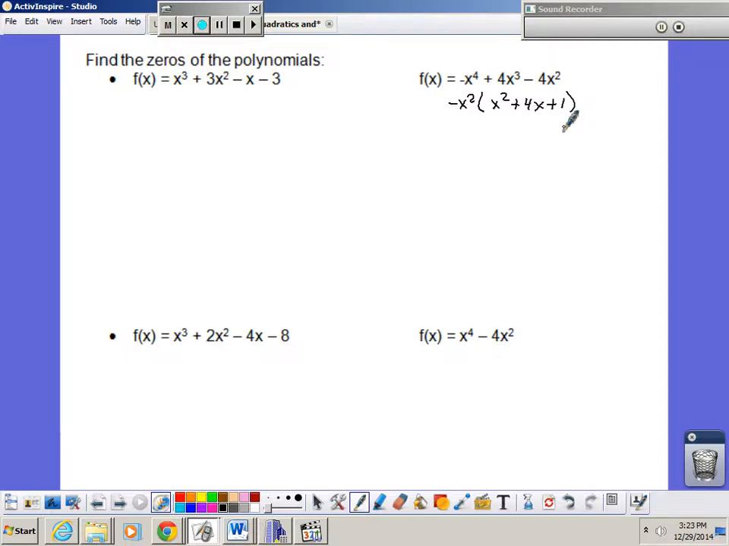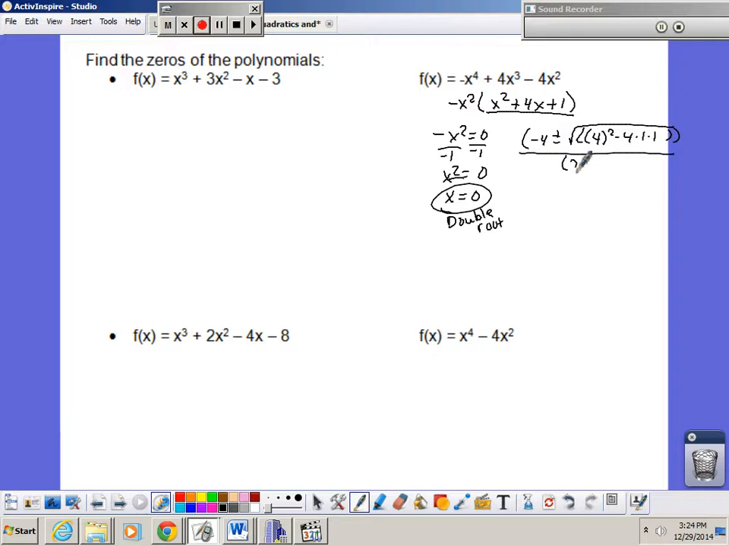And you see, when I factored it, I'm down to a quadratic. So I have -x squared equals 0, divided by -1. X squared equals 0. X equals 0. And this is a double root. And this, I can do the quadratic one. -4 plus or minus the square root of 4 squared minus 4 times 1 times 1 all over 2 times 1.